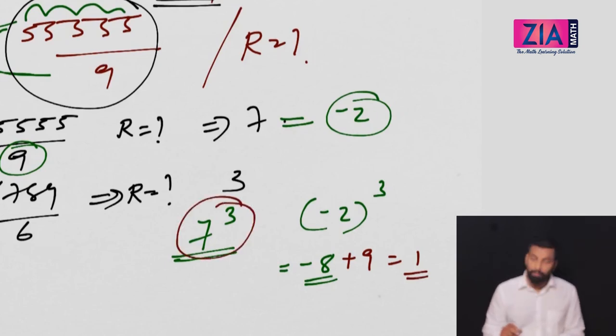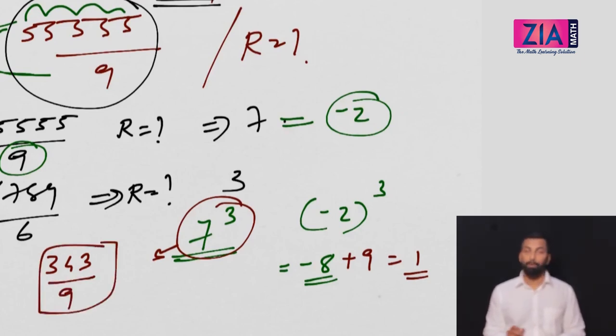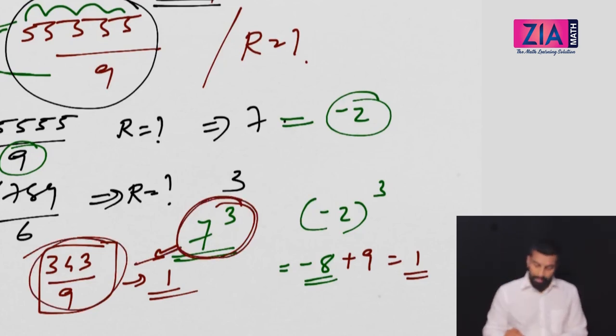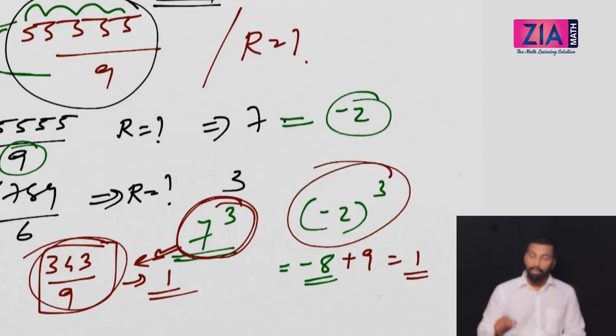Otherwise, how will you solve with this? 7 cube is 343. You need to know that. 49 into 7, 343, right? So 343, then it's greater than 9, so you need to divide by 9 again. So you can find the remainder just by taking sum of digits. 3 plus 4, 7. 7 plus 3, 10. 10 means 1. Just take sum of digits. But you need to know 7 cube, 343. Otherwise, it is basically easy to take minus 2. Minus 2 raised to 3. I hope this is clear for you.